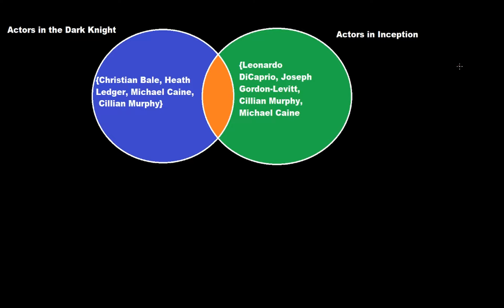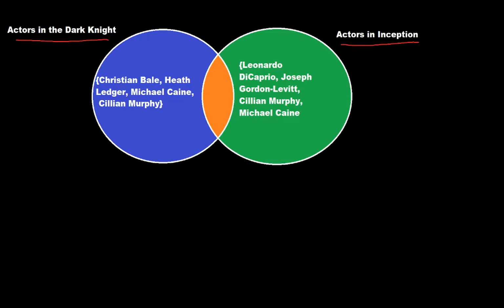Today we're going to talk about set operations, specifically union and intersection. Now, to begin, let's consider the following sets on the screen. You'll recall that a set is just a collection of unique objects. In this case, the two sets we have are actors in the movie The Dark Knight on the left in blue, and actors in the movie Inception on the right in green.